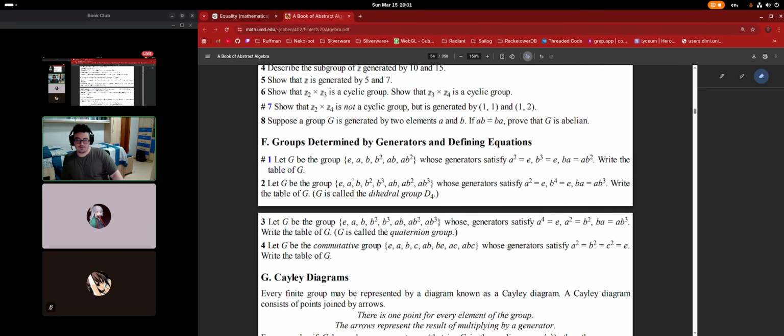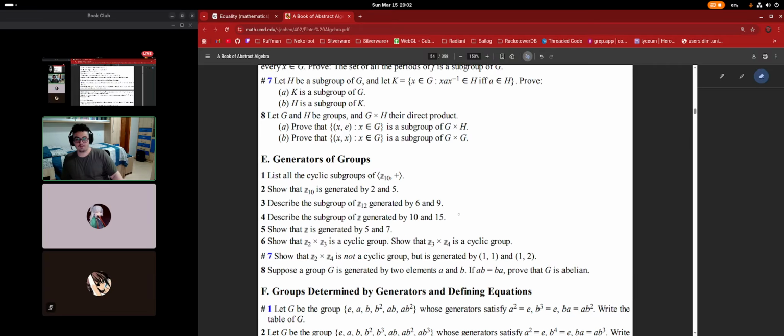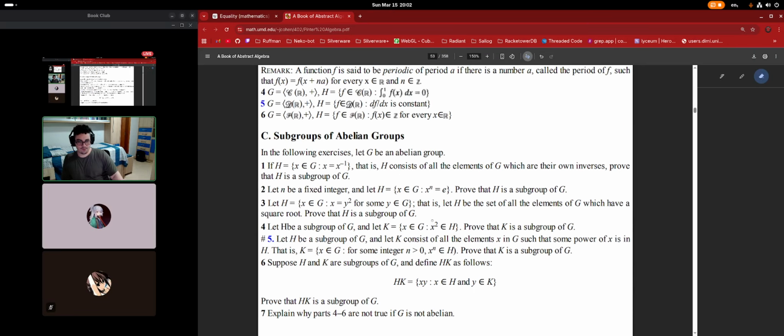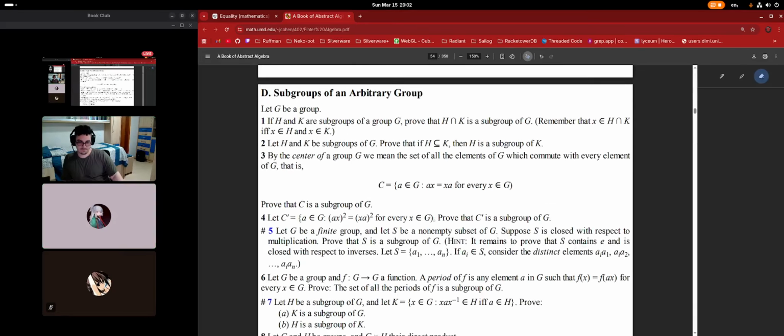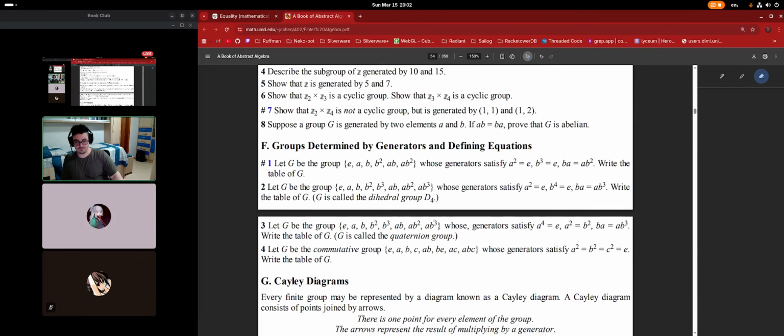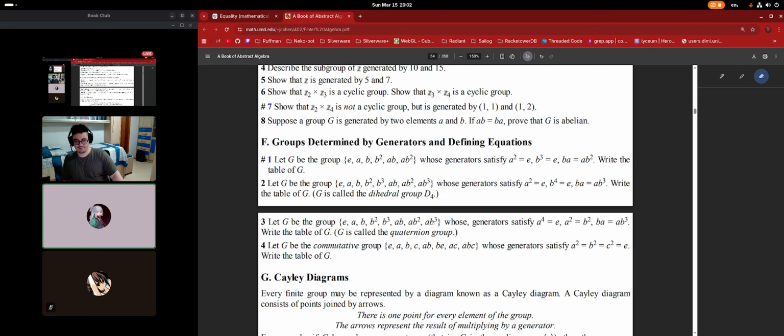Okay, F. Groups determined by generators and defining equations. Let G be the group whose generators satisfy these equations. Write the table of G. So which table are we talking about? The table like the matrices? No, that's going to be boring. Although F3 is kind of interesting because it's about quaternions. You essentially multiply them to make the table, and you use the equations to simplify them further.